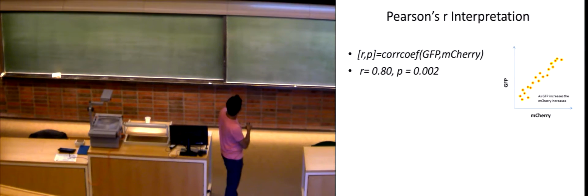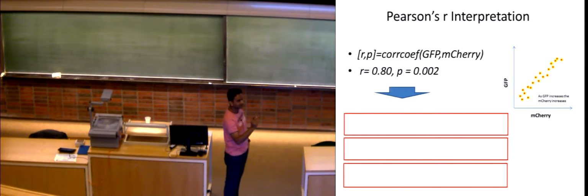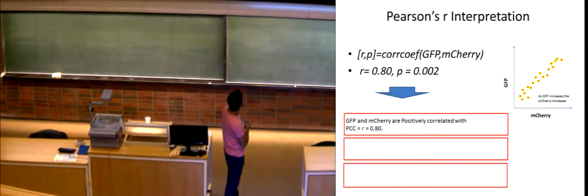So once you have this, what you get out of this correlation coefficient is two values: the correlation coefficient and the p-value, right? So for this particular example, if I got r equal to 0.8 and p equal to 0.002, what does it mean? Let's interpret. It has three meanings. The first meaning is that GFP and M-Cherry are positively correlated.